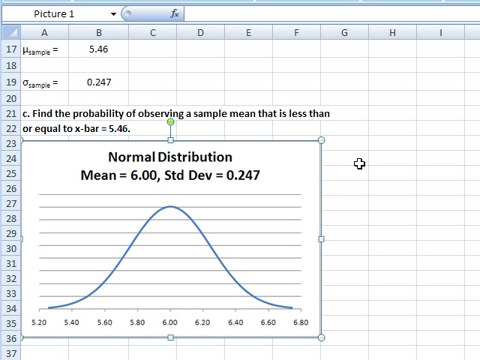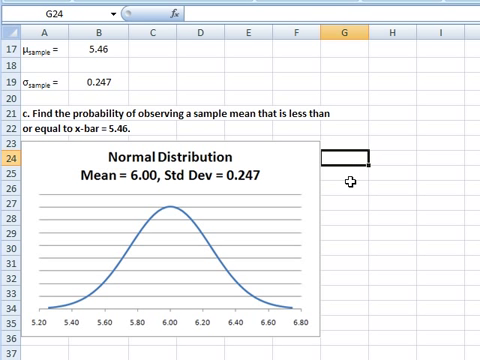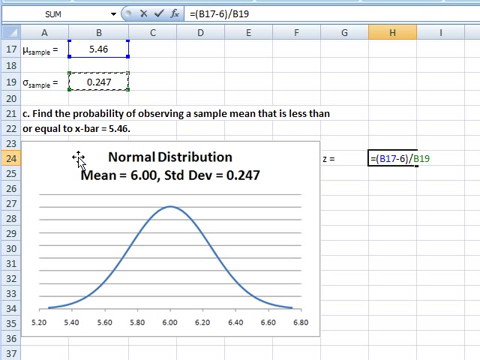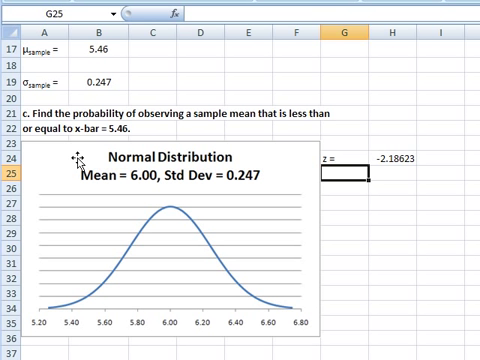What's the z value? I'll put z right here, because we're going to use table 6.1 as we usually do. It's going to be equal to the difference between the value we're interested in, 5.46, and our assumed mean of 6, divided by the standard deviation of the sampling mean. Now remember, that's the number that we've just calculated by dividing the population standard deviation by the square root of n. That gives us a z value of minus 2.18.